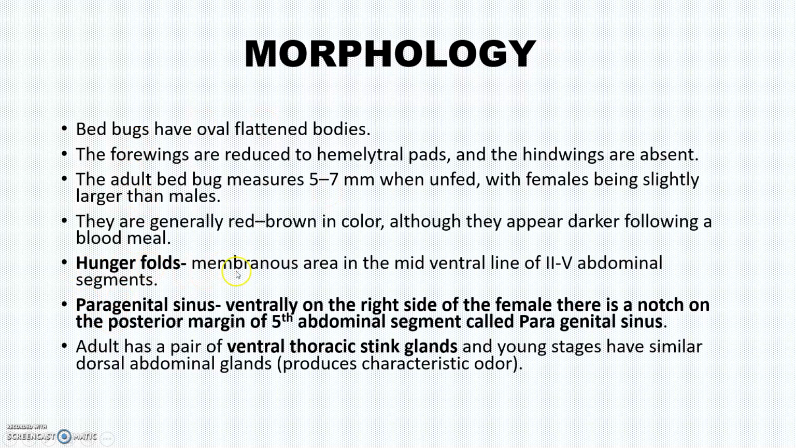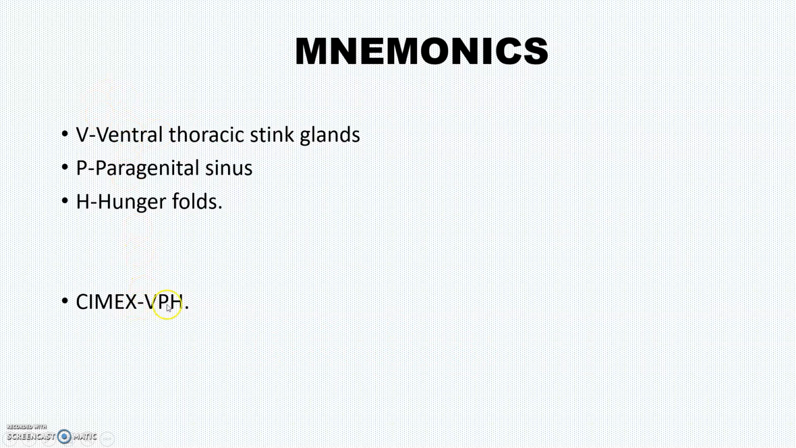So these are the hunger folds, that is the membranous area in the mid-ventral line of abdominal segments 2 to 5. And this is the paragenital sinus, that is found in the female, and it's actually in the fifth abdominal segment, posterior margin. And next, the adult has got ventral thoracic stink glands. It produces the bad odor, that is the stink gland. So we have the code BPH for Cimex.